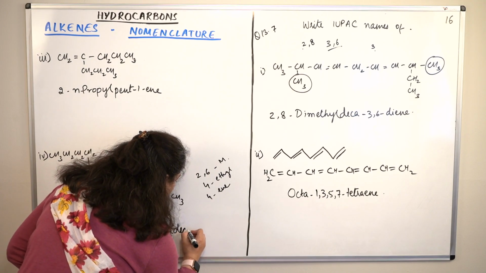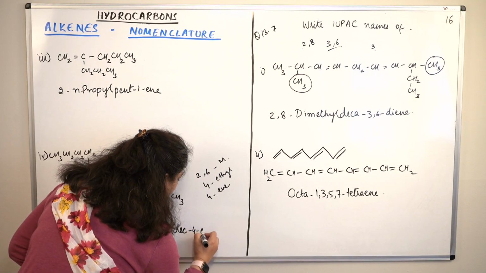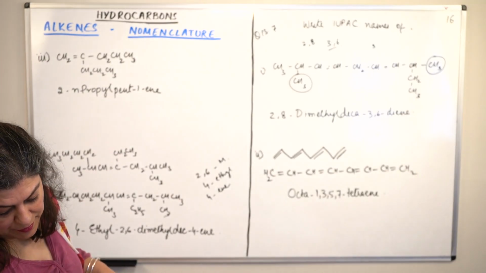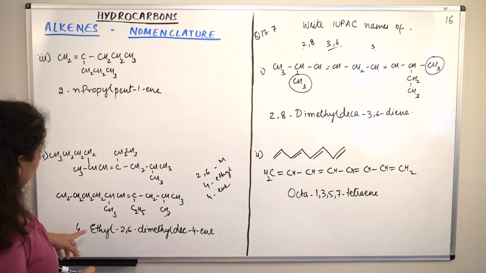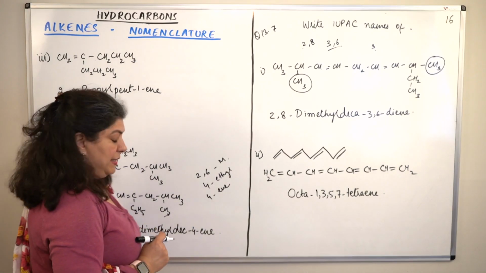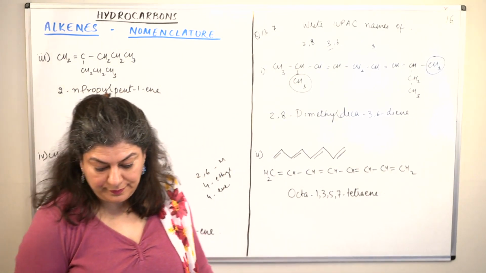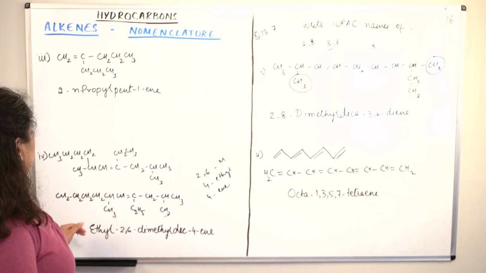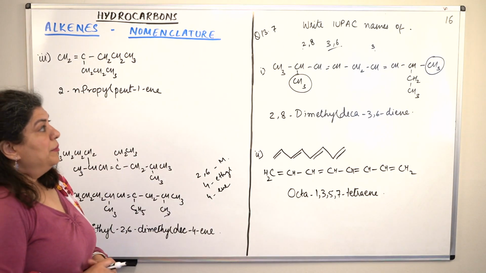Dec-4-ene. Right? 4-ethyl-2,6-dimethyldec-4-ene. So these are the names of the compounds.